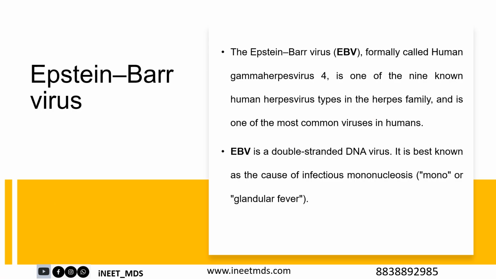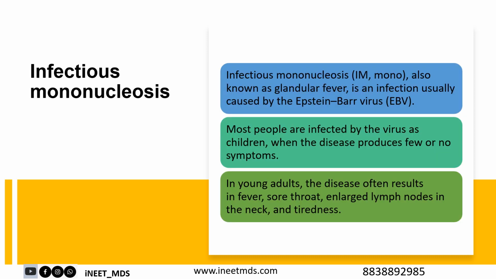Then we have the next virus called Epstein-Barr virus. Epstein-Barr virus is the human herpes virus 4, and it is one of the most common viruses in humans. It is a double-stranded DNA virus, and it is responsible for causing infectious mononucleosis, or the other name for it, glandular fever. Infectious mononucleosis, also known as glandular fever, is caused by Epstein-Barr virus, and apart from that, it is also caused by cytomegalovirus, which we'll see a little later.